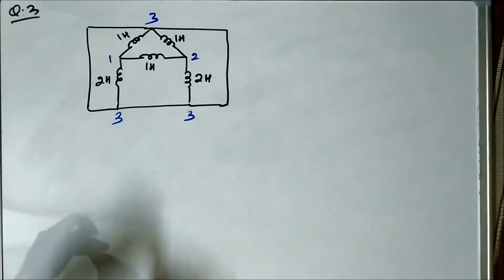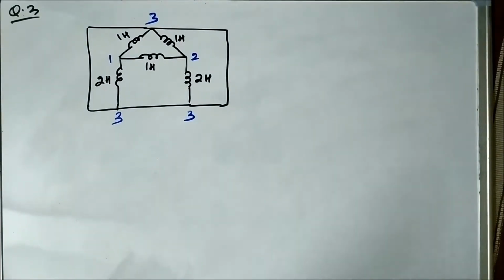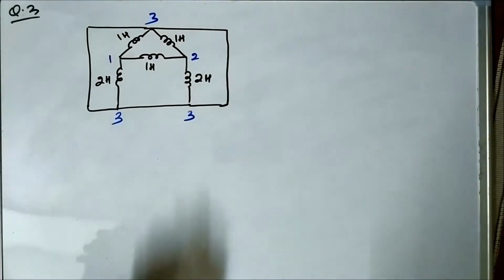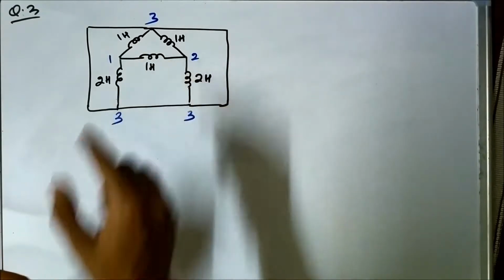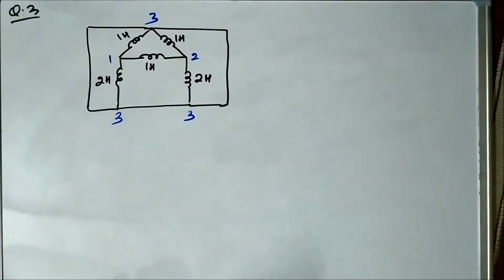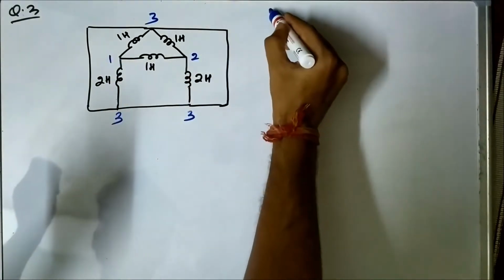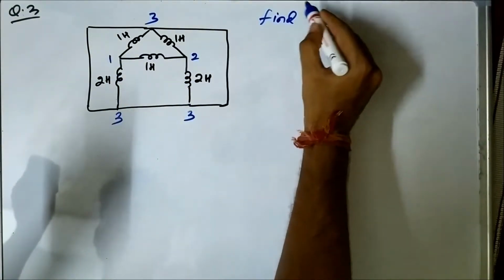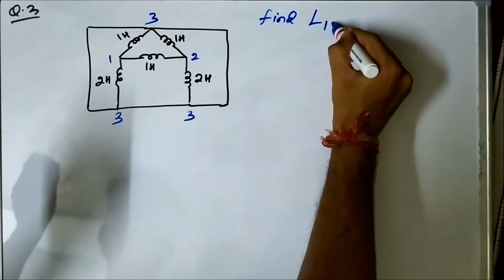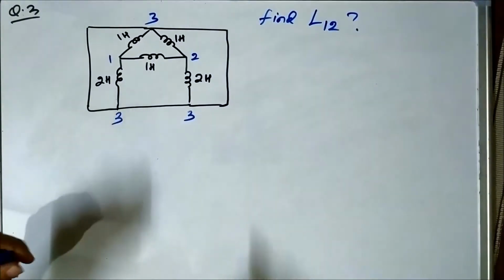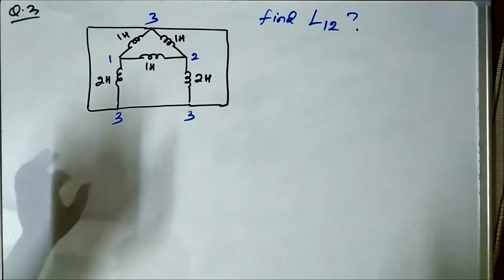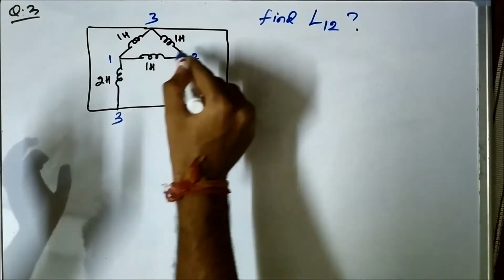Now the circuit has become a little bit simple for analysis. Look at the inductances which are connected between 2 points. Between points 1 and 2, we have this inductance of 1 Henry connected. By the way, we have to calculate the equivalent inductance between points 1 and 2. This is the question, I just forgot to mention it.